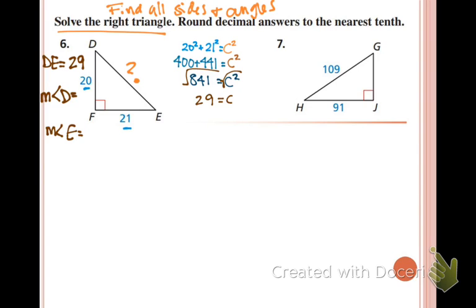All right, which angle would we like to solve for first? E, sure. Solve for angle E. So we want to label the sides like we've been doing. Label the sides that you were given. What kind of side is 20? Opposite. And what kind of side is 21? Adjacent. So which trig function deals with the opposite and the adjacent? Tangent.